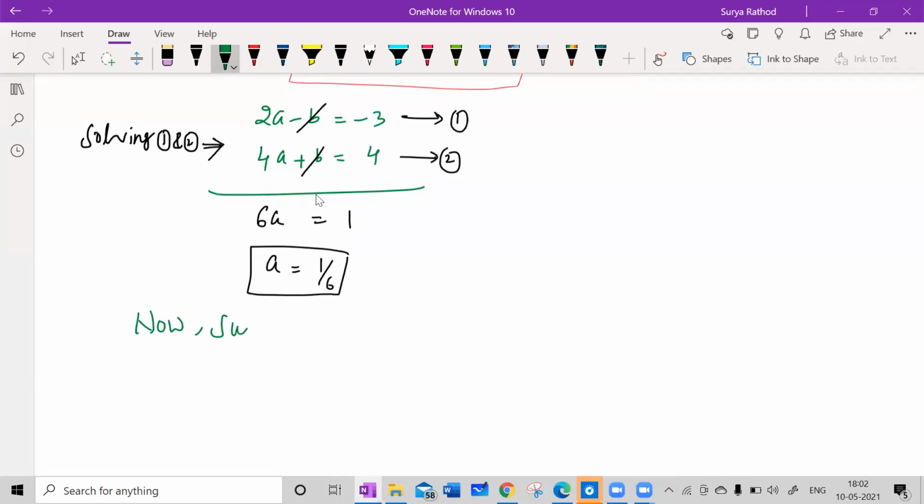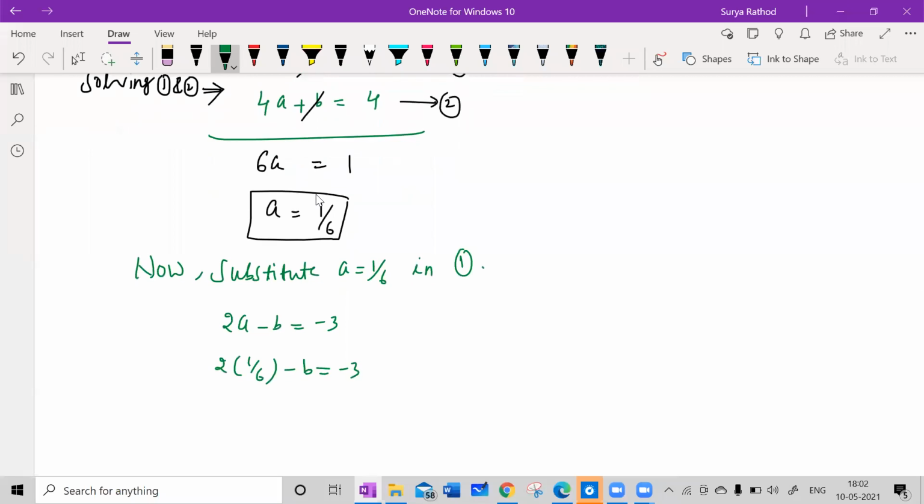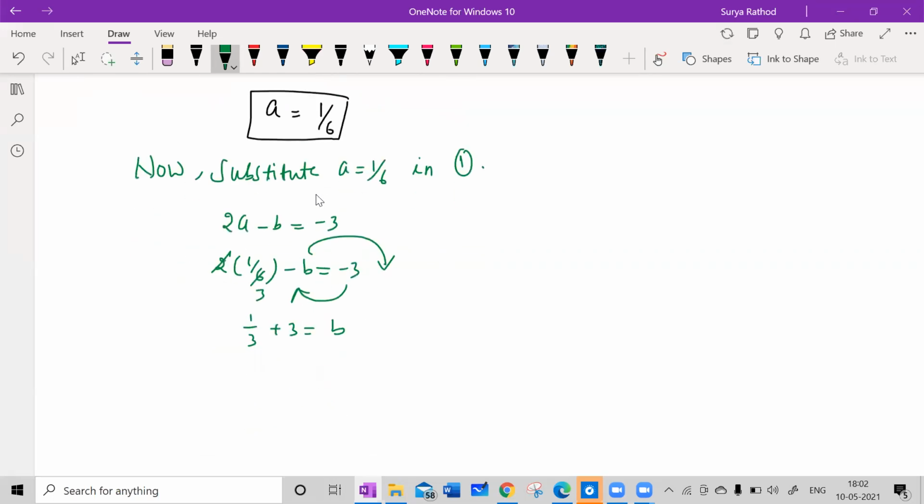Now let me substitute the value of a, that is a is equal to 1 by 6, in the first equation. Clear? So 2a minus b is equal to minus 3. So 2 into 1 by 6 minus b is equal to minus 3. So 1 by 3 plus 3 is equal to b, shifting this side and this one that side. So 10 by 3 is equal to b. So b is 10 by 3.